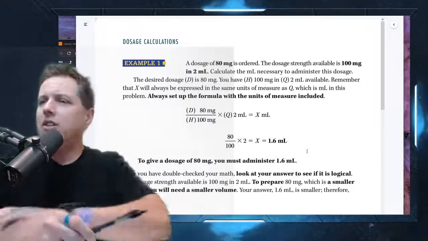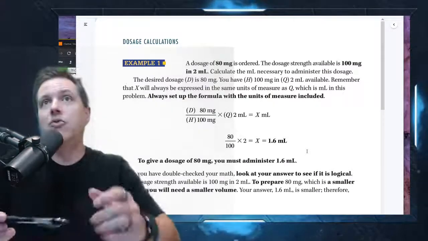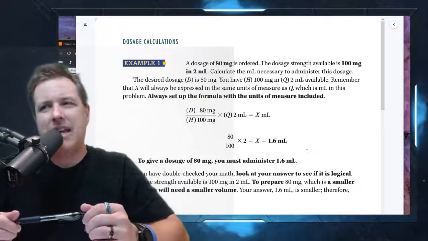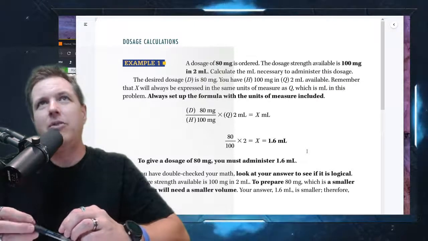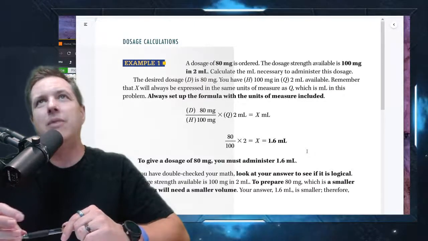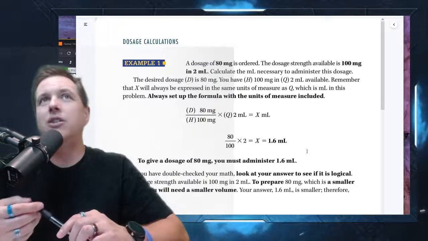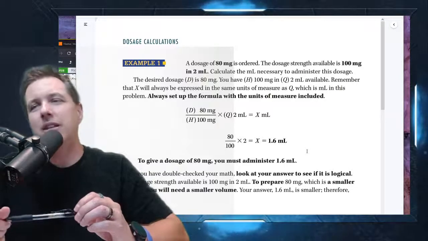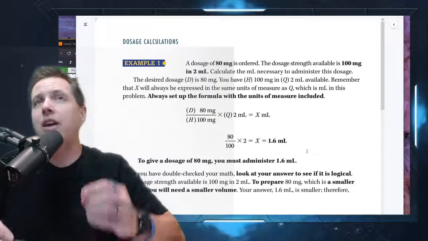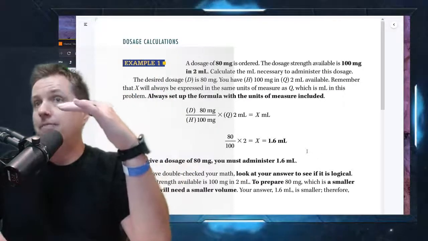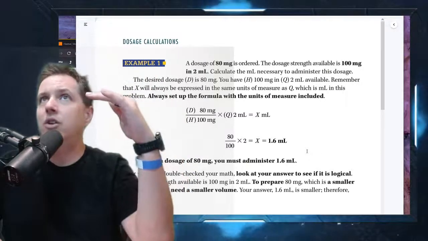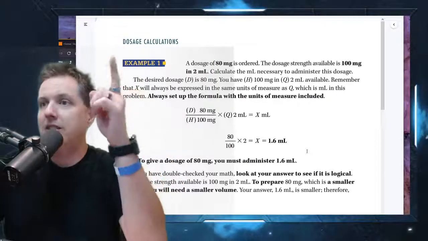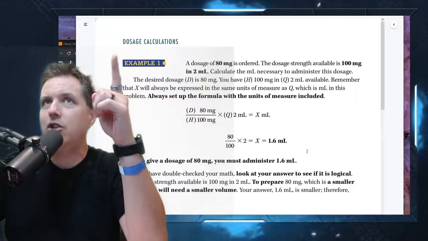And just as a reminder, we've talked about this before, always do a common sense check when you're doing these and ask yourself, does this make sense? If there's 100 milligrams in 2 milliliters, does it make sense there'd be 80 milligrams in 1.6 milliliters? Yeah, that seems reasonable because for one thing, our volume got less. We're administering less than 100 milligrams, so it makes sense that our volume would be less than 2 milliliters. So for starters, we go, okay, that's going the right direction.